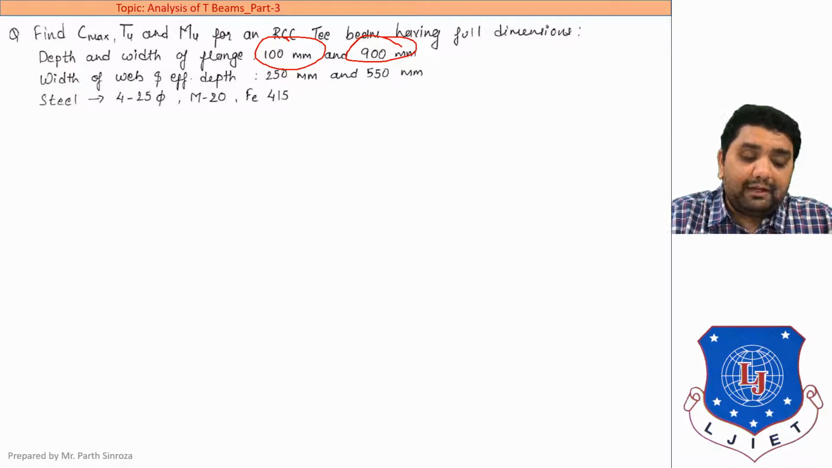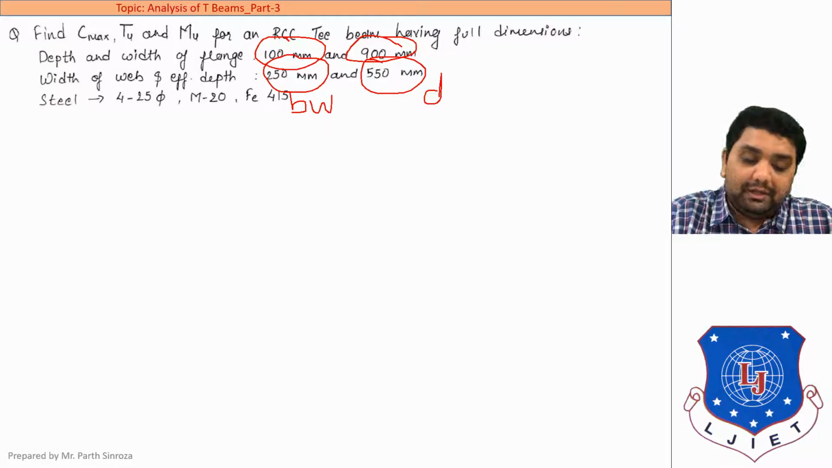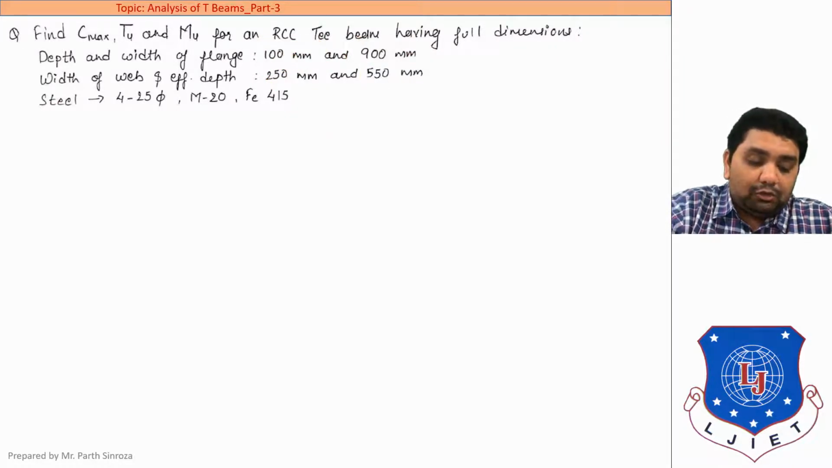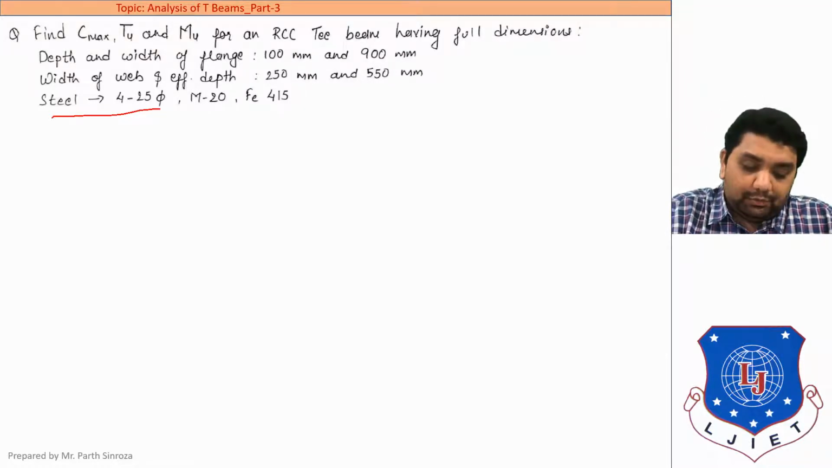Width of web and effective depth: this is the width of web, or we can say bw, and this is our effective depth, or we can say small d. So these dimensions are given. Also the quantity of steel is prescribed. It is 4 numbers of 25 mm diameter bars, M20 grade of concrete and Fe415 steel. So this is the question.